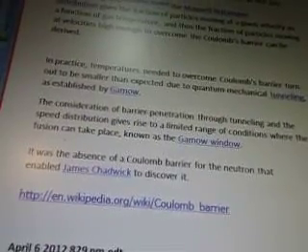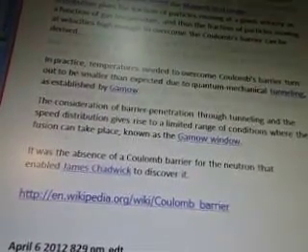It was the absence of a Coulomb barrier for the neutron that enabled James Chadwick to discover it. And that's from Wikipedia under Coulomb barrier.